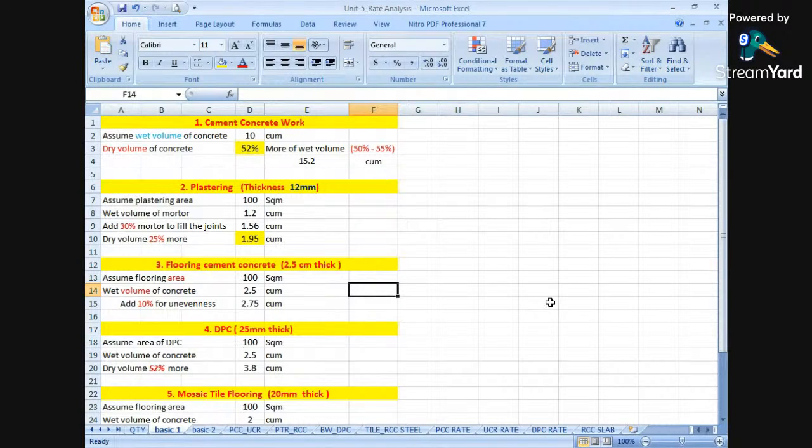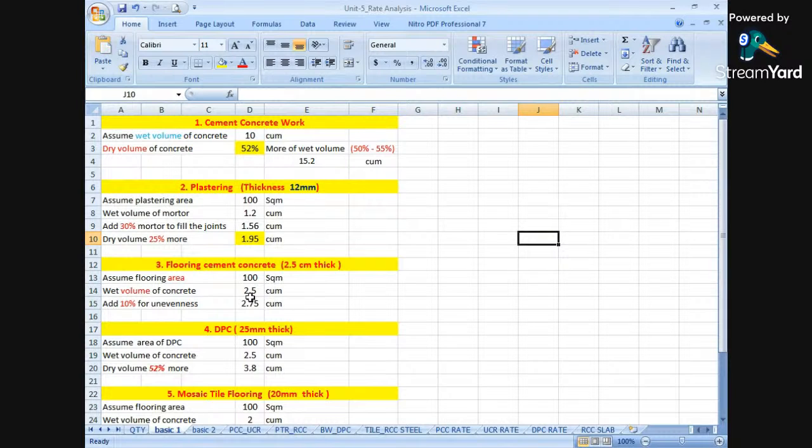Next, again the same thing. The thumb rule required is 10% more for uneven surfaces. There may be undulations in the surface where the flooring is to be done, so again extra material will be required. So we will add 10% extra to this 2.5.